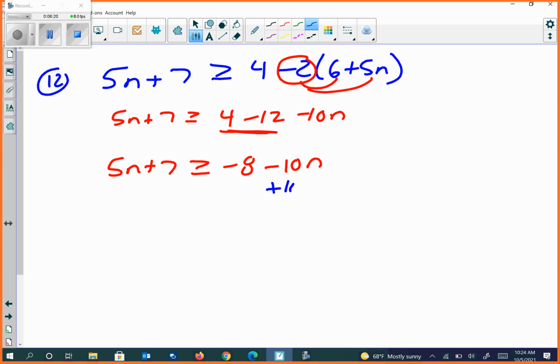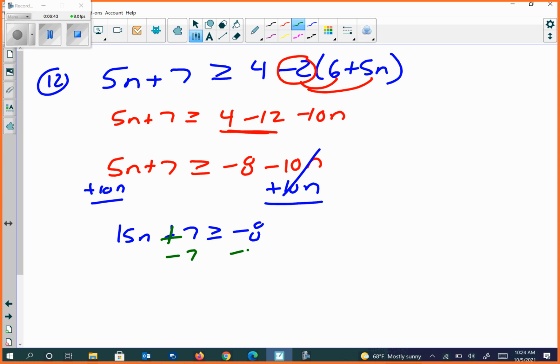I think I'll decide. Okay, cool. I think I'm choosing to start by adding 10n to both sides, but you could have chosen differently. 15n plus 7 is greater than or equal to negative 8. What should I do now? Minus 7. Minus 7, good. Those cancel, so I get 15n is greater than or equal to negative 15.